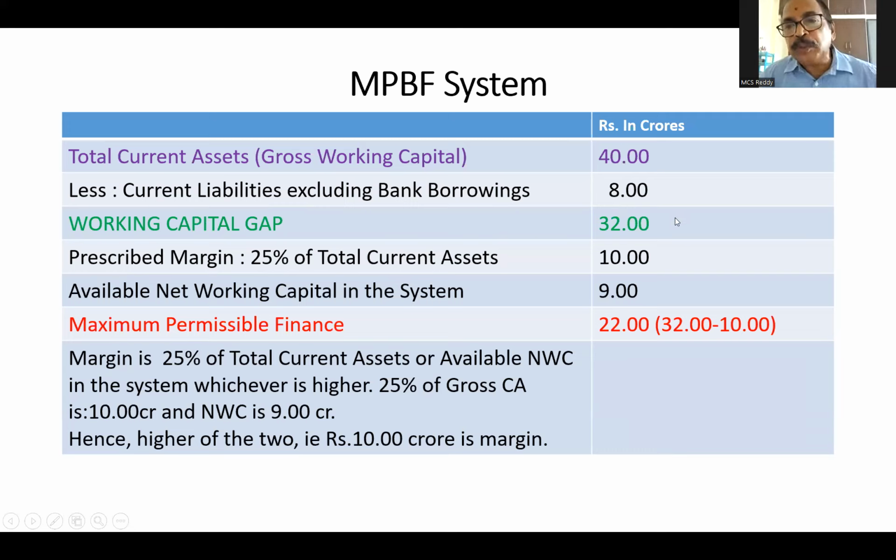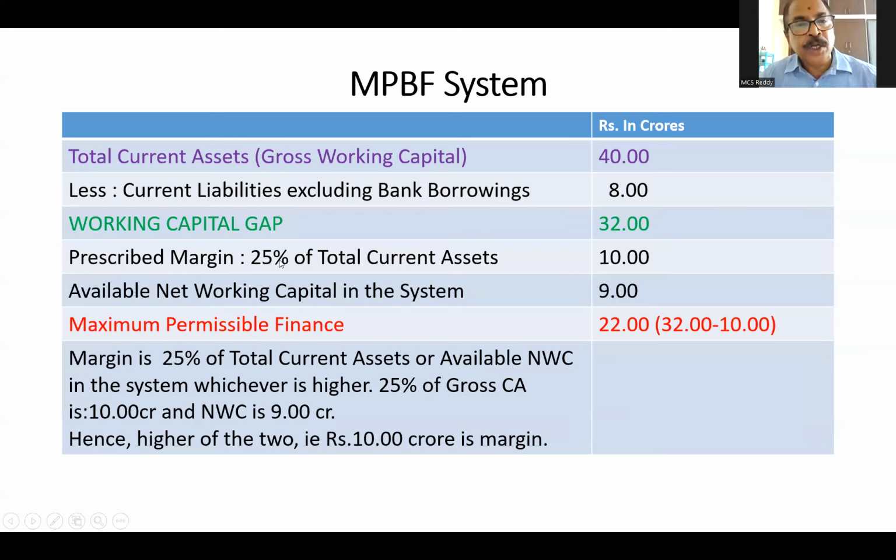That means up to 32 crores that party requires working capital. In other words, his total current assets is 40 crores, out of that 8 crores is already financed by somebody. Now the gap is 32 crores. It is called working capital gap. In this gap, we will finance some portion, and the party will bring some portion. How much will the party bring?